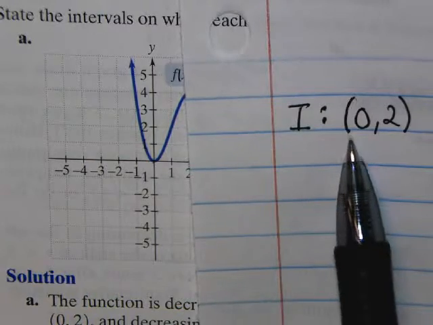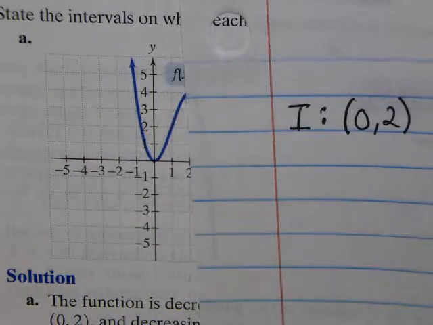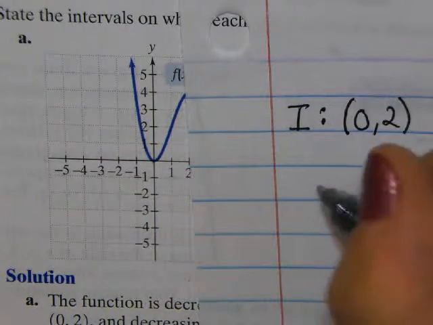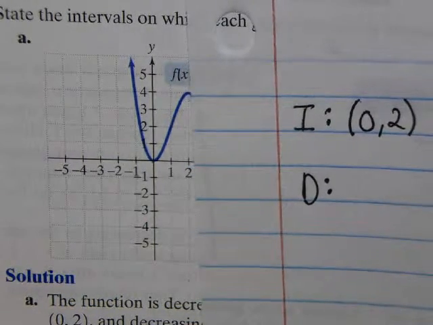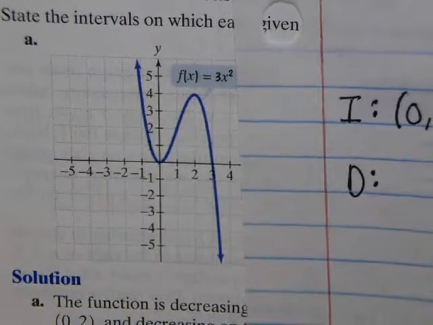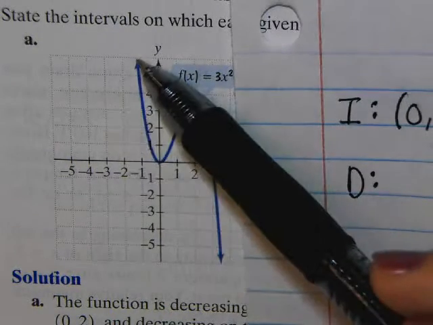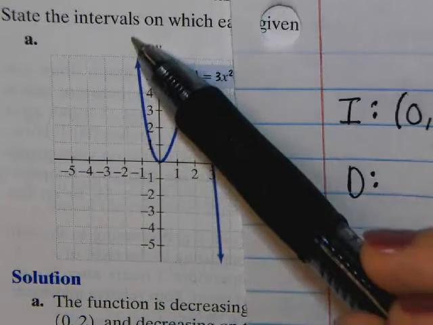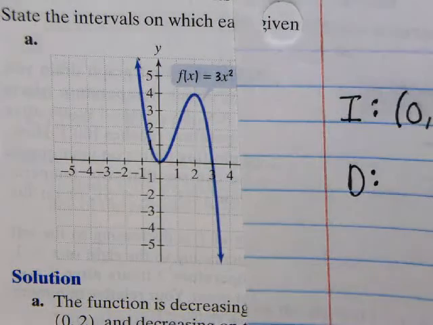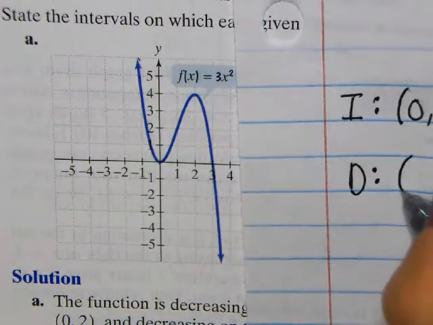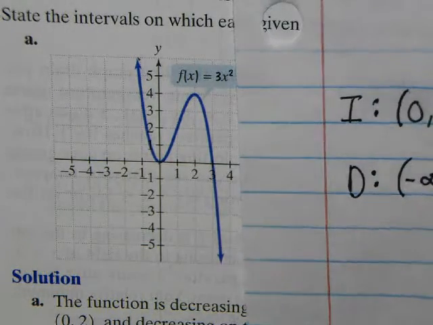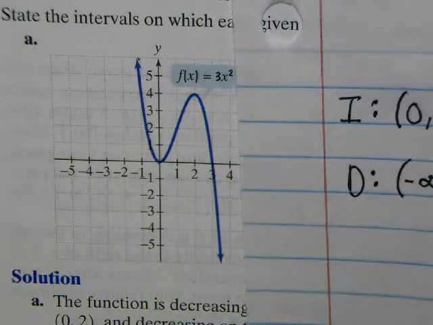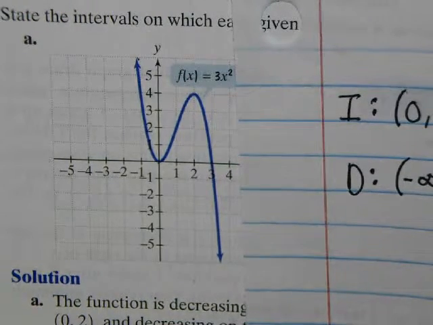Okay? Then we're going to talk about where it decreases. So where does this function decrease? It decreases over here. But remember, this function continues on and on. So the way you'll communicate to me is that from negative infinity until 0, it decreases. Again, 0 is a point where it's neither increasing nor decreasing, so give me a parenthesis.